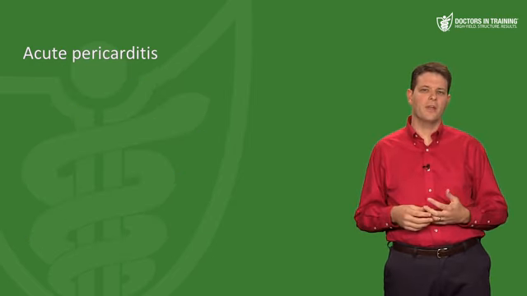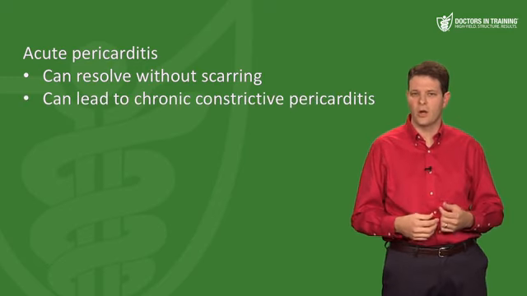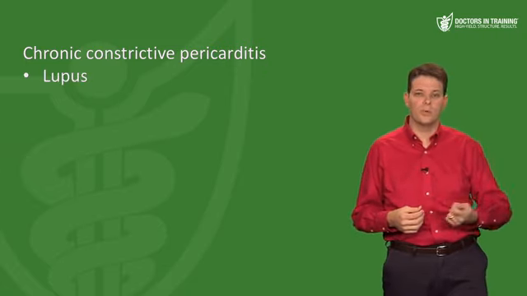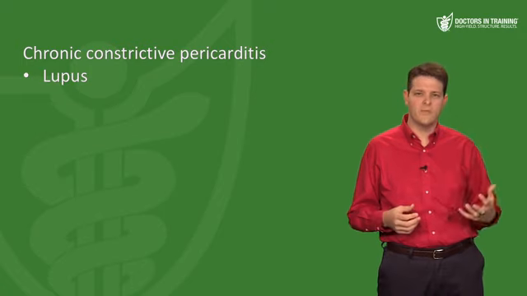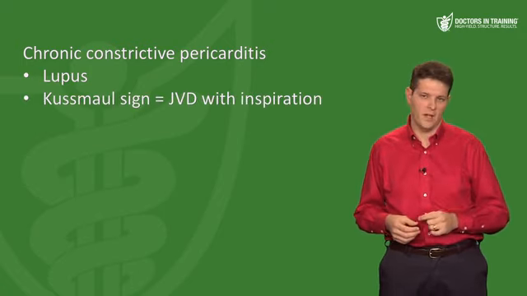And then finally, pericarditis can either resolve without scarring or it can lead to chronic constrictive pericarditis. One of the most common causes of constrictive pericarditis is lupus. Now, chronic constrictive pericarditis will cause all those same findings as the other types of pericarditis, but you're also going to have Kussmaul's sign.